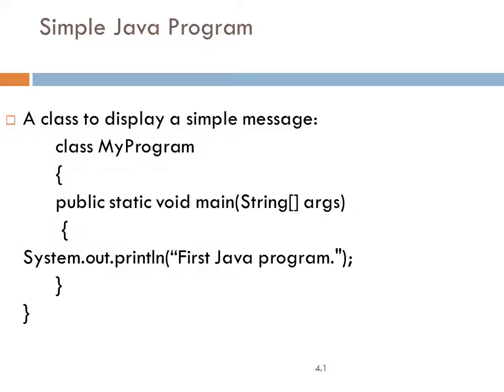Next, System.out.println. In the System class, there is an object called out. In that object there is one method, that is println. That println function will print the data on the output screen. So this program generates the output: first Java program.